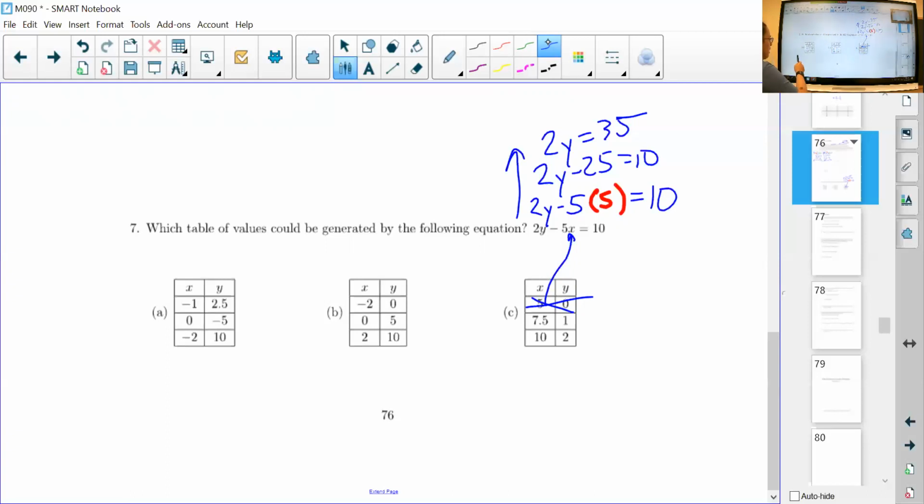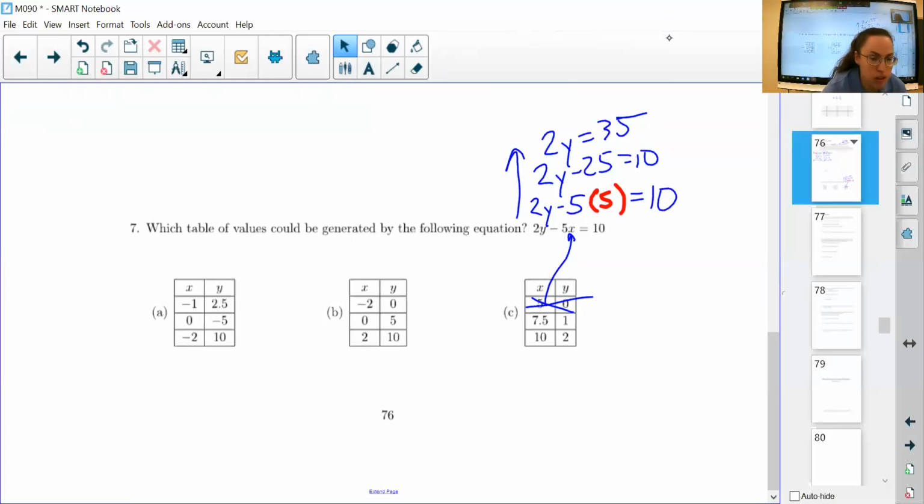So which one of these does? Be sure to check them both. If you think the answer is A, you still need to show that B doesn't work. If you think the answer is B, you still need to show that A doesn't work. And that was a quick one.